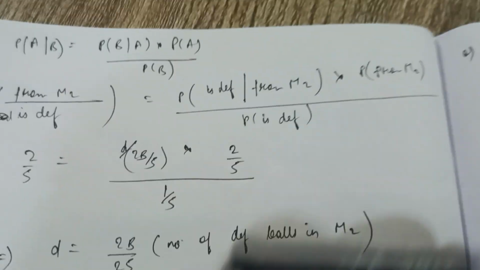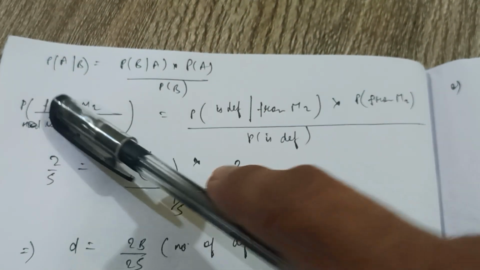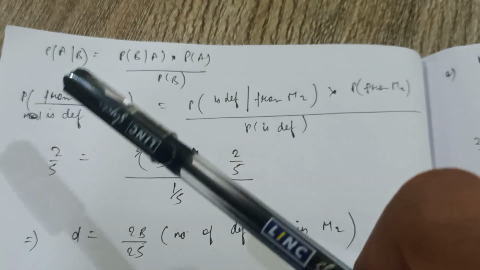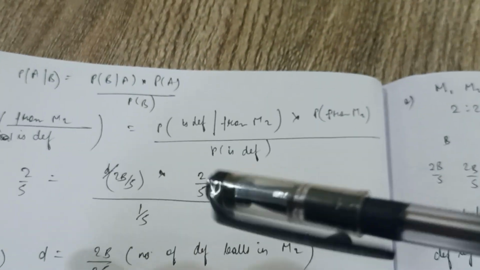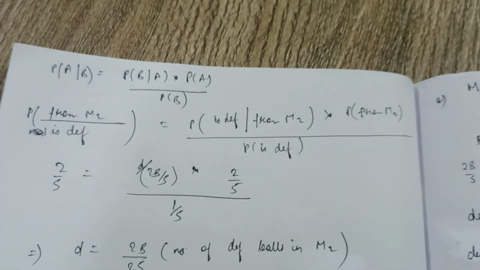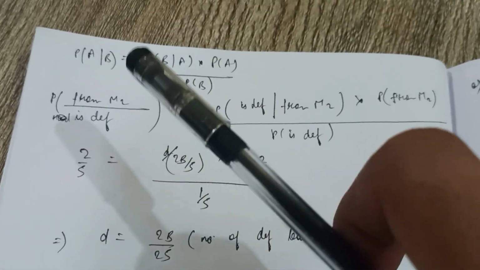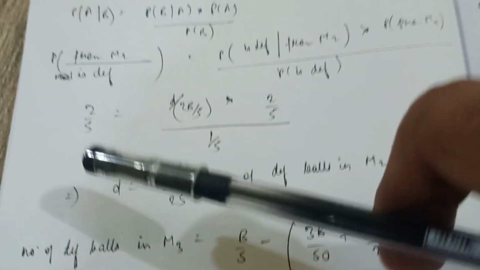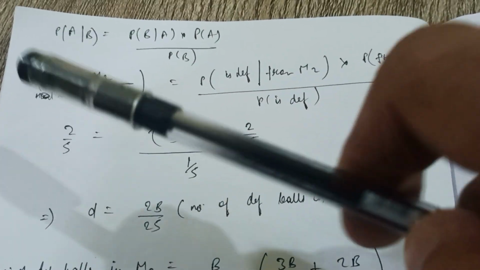So to solve this, I'll use Bayes theorem of probability. It states like this, where B is the given event and A is the required event for which the probability we are finding, given that B has occurred. So the given is this one, 2 by 5, and I'll use it first.